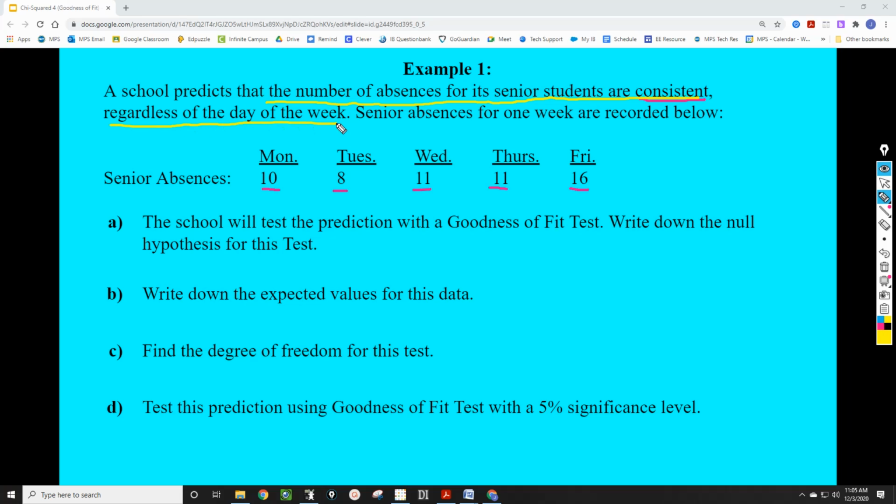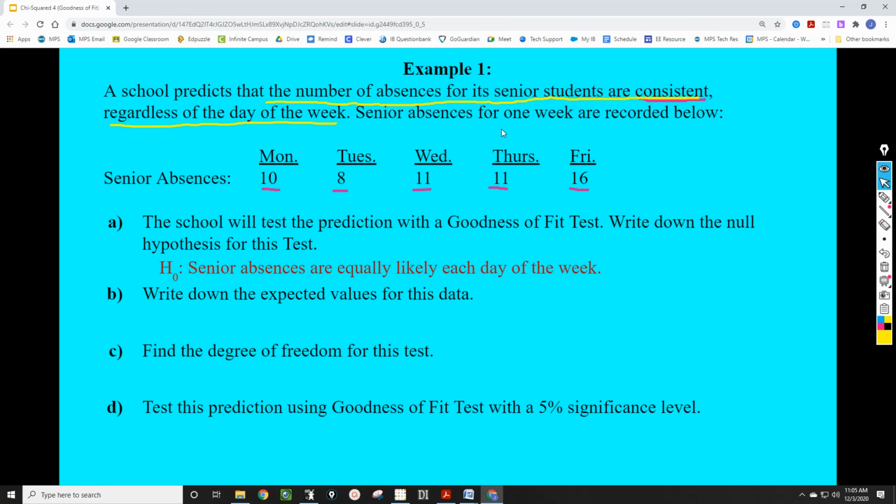So we're expecting the number of absences to be the same each day of the week. So we can phrase that as our null hypothesis, abbreviated H sub 0: senior absences are equally likely each day of the week. We could have also just stolen the wording straight from the problem: absences for senior students are consistent regardless of the day of the week, but I think this is a little more clear. Senior absences are equally likely each day of the week, and that would be our null hypothesis.